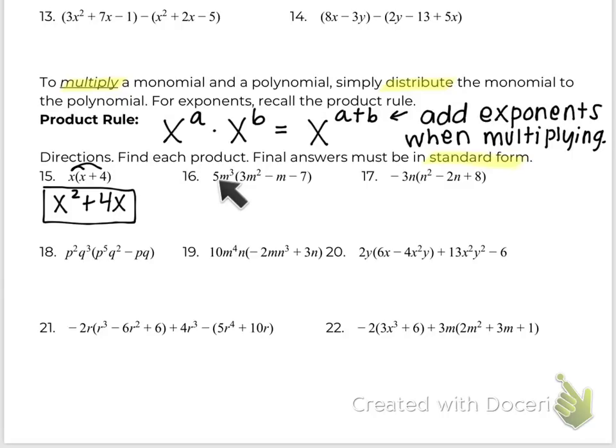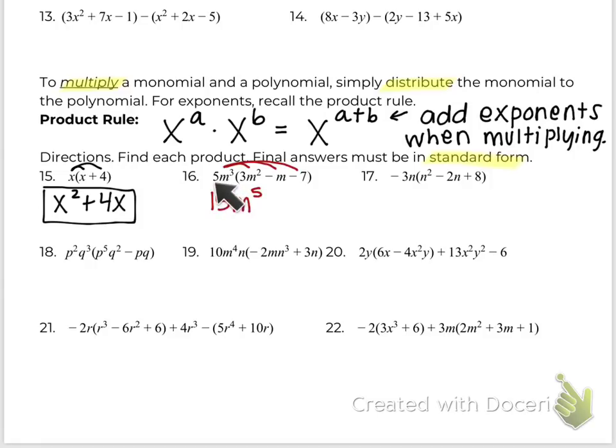Now, we're going to multiply 5m to the third times 3m squared. When we multiply there, we're going to say 5 times 3, which is 15. And then we're going to say m cubed times m squared. Remember, we add the exponents. Just like here, when we multiply here, we add exponents when multiplying. So 3 plus 2, that means now there's m to the 5th.